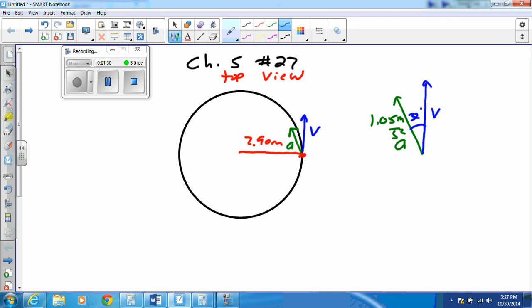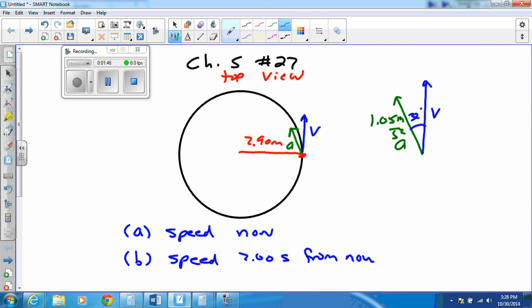And now they ask two questions. First of all, they ask you to determine its speed at this moment, or its speed right now. And in B, they ask you to determine the speed 2.00 seconds from now.